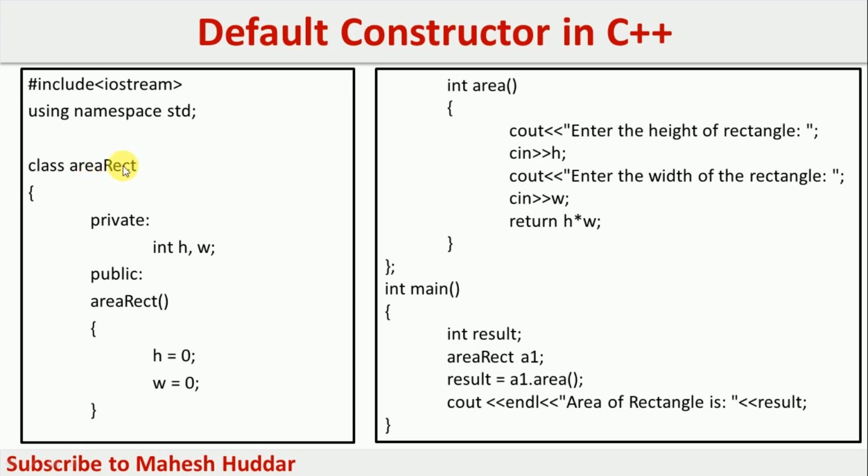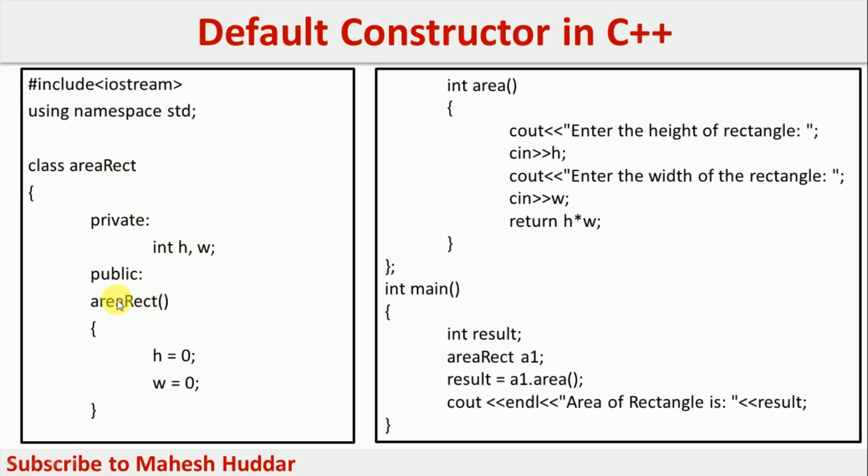To calculate the area of a rectangle, we need two things: the height and the width. So I will create two data members, h and w. Both of them are integer type. Whenever you create an object of AreaRect, I want to initialize these two values, height and width. So within a public section I have written a constructor.